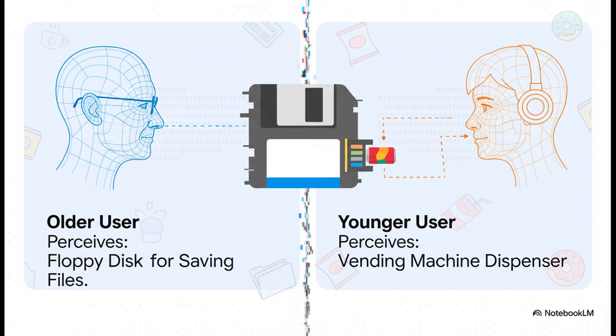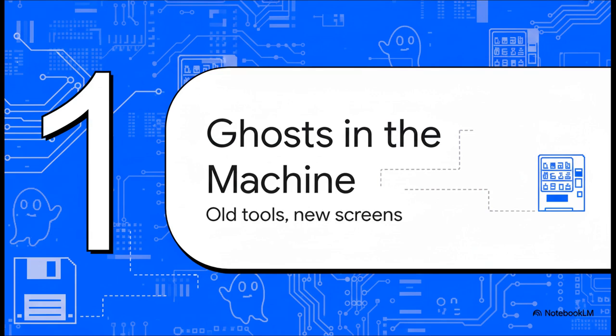See the little metal part? That looks like the slot where you'd grab your soda. And no, that's not a joke. It is a perfect example of a symbol that has completely lost its original meaning. So, how in the world did a floppy disk become a vending machine?